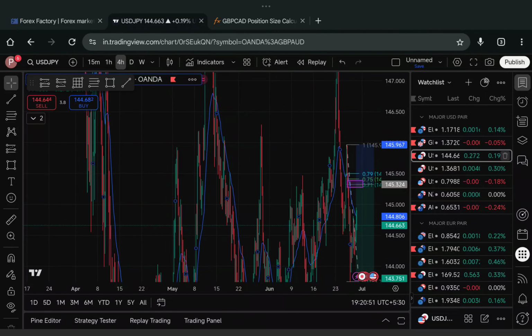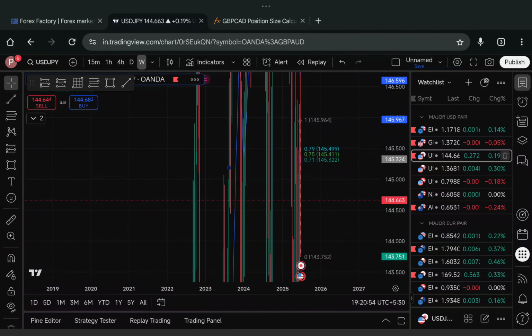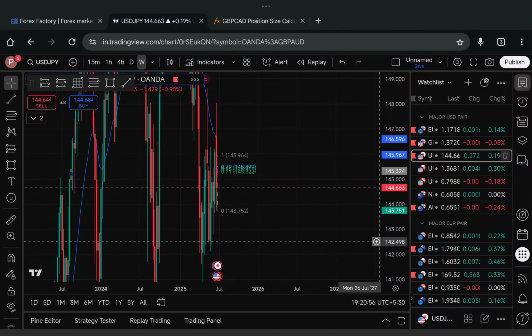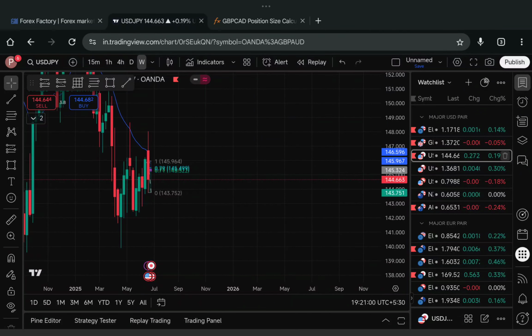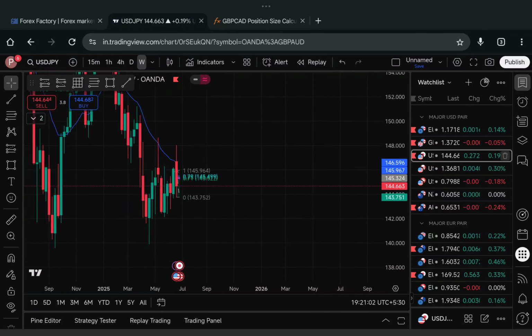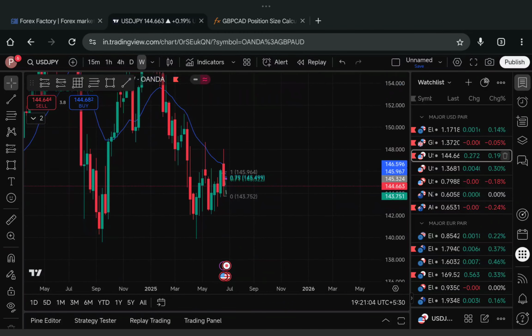Now moving on from my sorry story, I will tell you about the weekly time frame of USD JPY. We can see the price is very bearish, and at the 21 EMA level, price has just tapped the 21 EMA level and has shown a proper rejection from here.